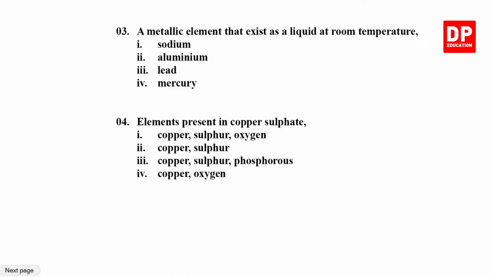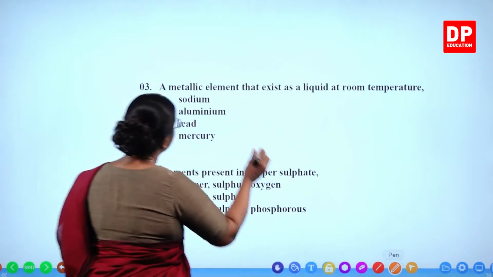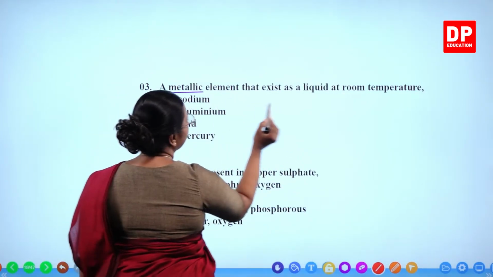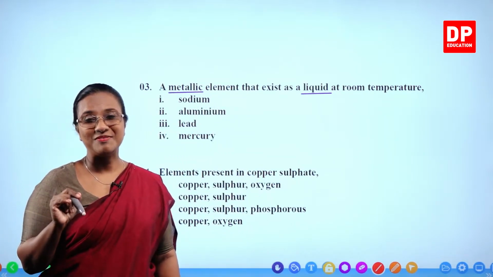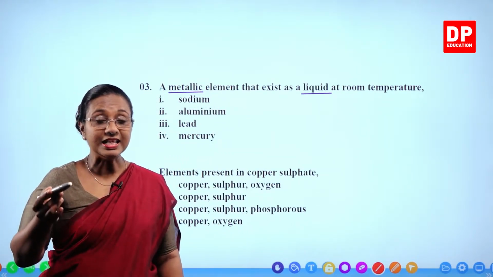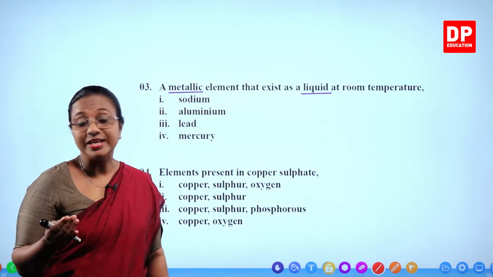Question number 3. A metallic element that exists as a liquid at room temperature. So here again, you have to look at two properties. What are they? It has to be metallic and also it should be a liquid. You can remember what that is. Mercury, that is used in thermometers, it is a metallic element and also it is a liquid.